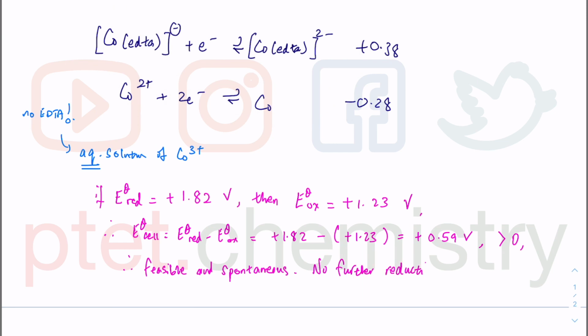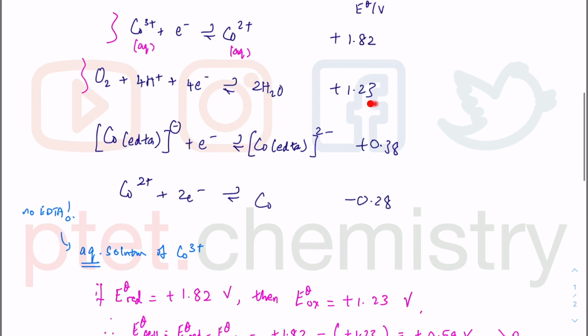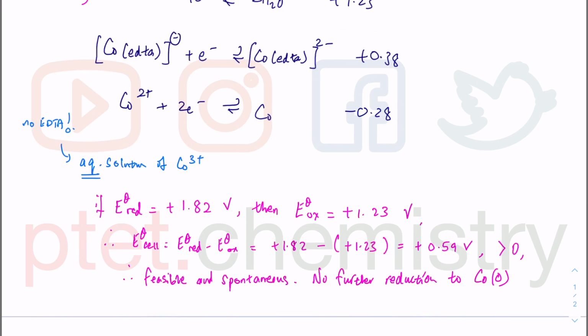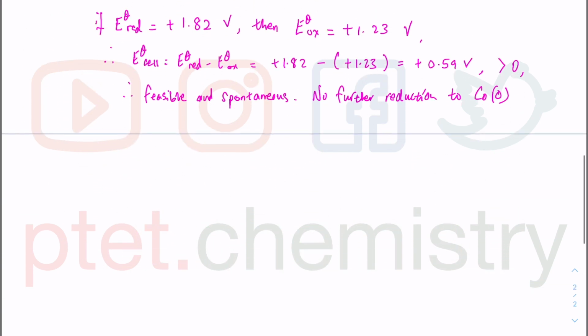to cobalt 0, and the reason for it is because if we have to do further reduction, this is your E-ret. Your E-ret at the moment is more negative than this E cell that we have calculated based on starting from cobalt 3 plus to cobalt 2 plus in the presence of the oxygen as well as the water in that aqueous solution without the EDTA. Moving on to the next part, which is an extension of that question.